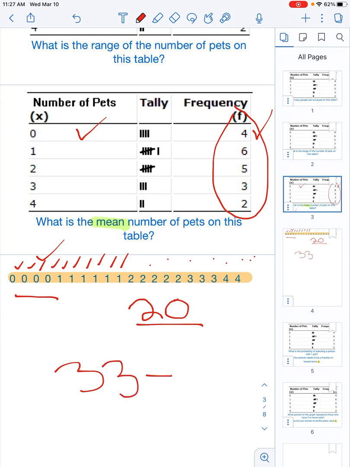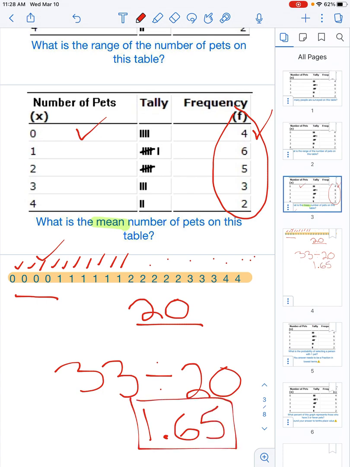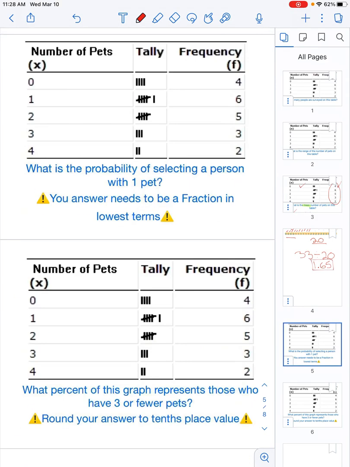And I divide it by all the people surveyed, and when I'm all said and done, I get my mean, which is our fancy mathematical term for average. That's basically that. Piece of cake, right?